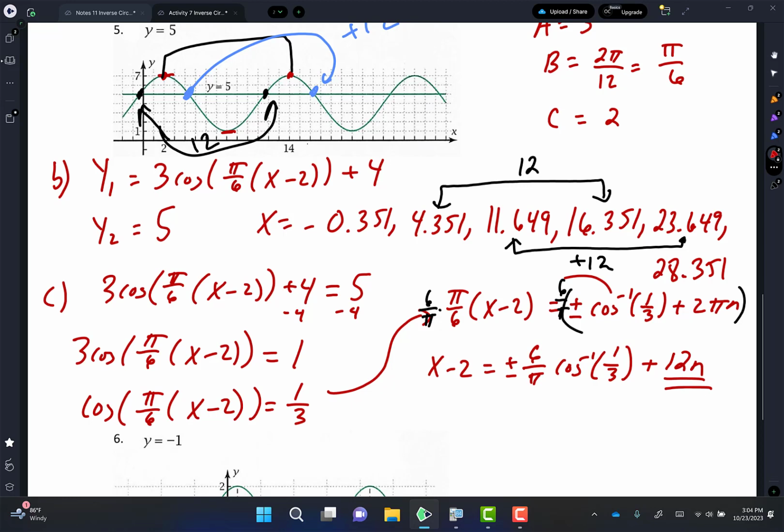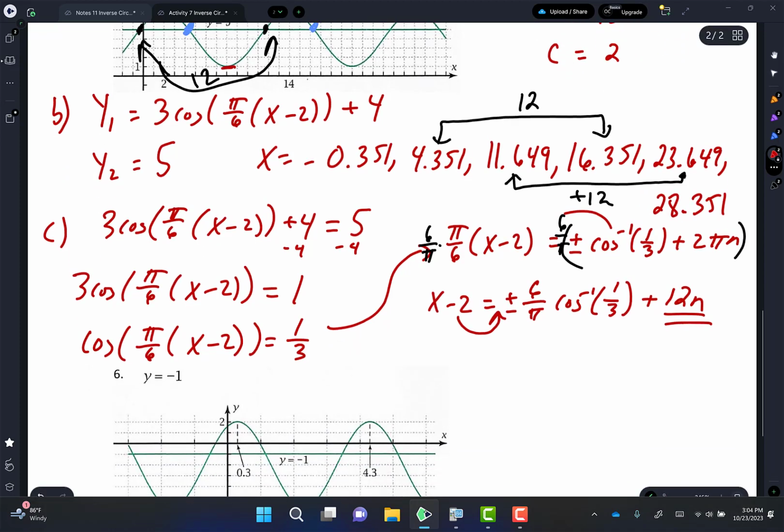That's how you can check if you're doing it right, guys. That better be your period. If it's not your period, that means something's wrong. And then the last thing I do, I move that 2 right in front of the plus minus. It's a minus, so it turns to a plus. X equals 2 plus minus 6 over pi, arccosine of 1/3 plus 12n.